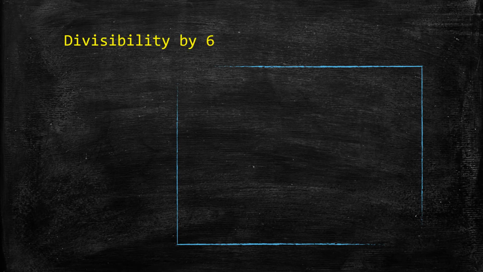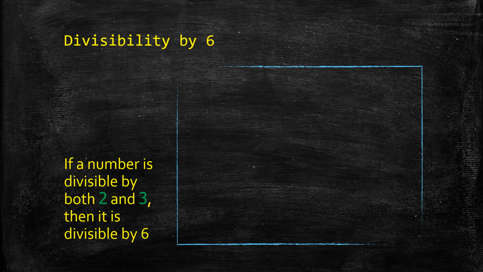Divisibility by 6. If the given number is divisible by both 2 and 3, then that number is divisible by 6. Okay, note, it is not 2 or 3, it is 2 and 3. Let's see with some examples.